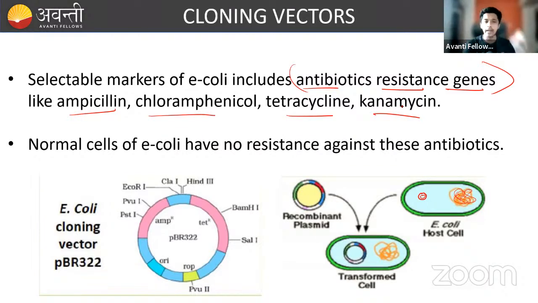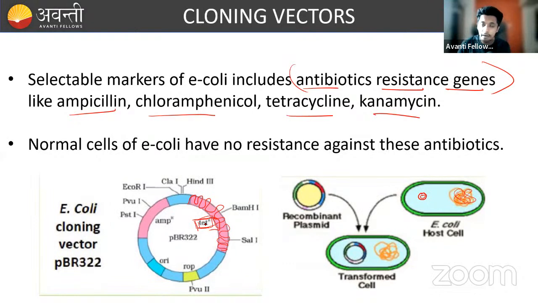Now what do we do? We try to insert our gene of interest in the place of this resistance gene. Did you understand? For example, if a cell is able to survive on tetracycline, meaning it has tetracycline resistance, and I insert my gene of interest at the place of the tetracycline resistance gene, what happens to the cell? If I grow this recombinant or transformed cell on a tetracycline medium, will it grow? Definitely not, right? It doesn't grow because it will die. Why will it die? Because the gene that was giving the capacity to resist tetracycline is no longer there, so it will not have that capability.